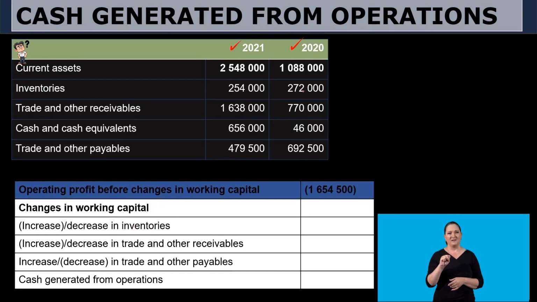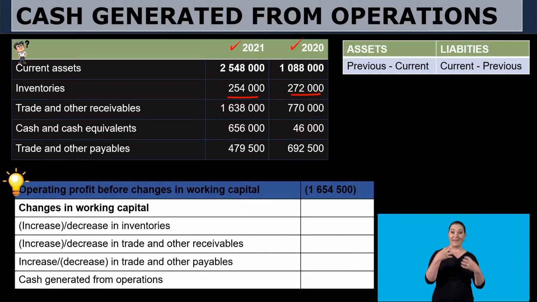When you look at your inventories, you find that in 2020 it was 272. In 2021, it is 254. You can see that is a decrease. A decrease in inventory simply means a cash inflow. But there's another quicker way of doing this, where I show you the trick that I promised you earlier on. When you are dealing with assets, you will now say the previous year, which is 2020, subtract the current year, 2021. Then you trust in your calculator.